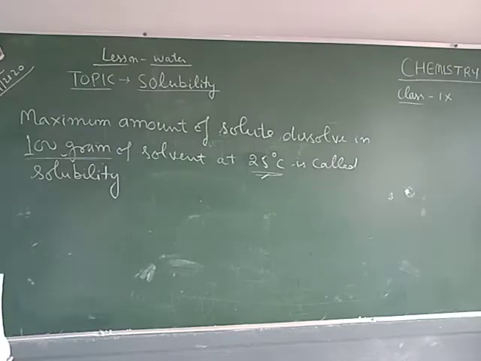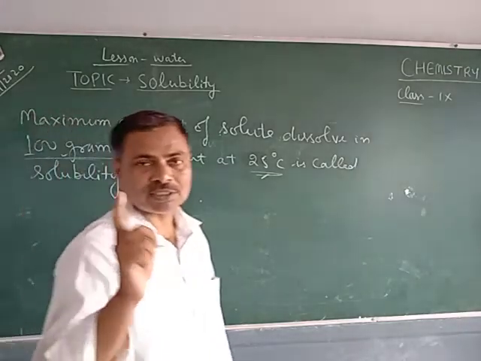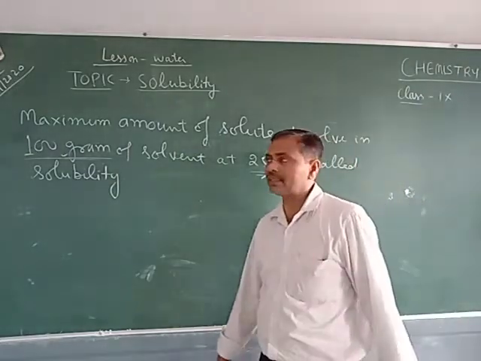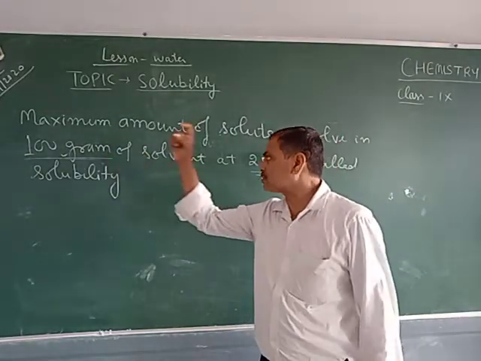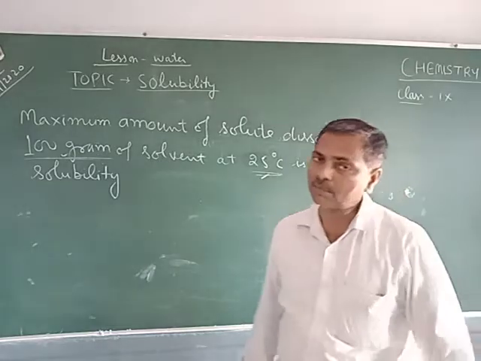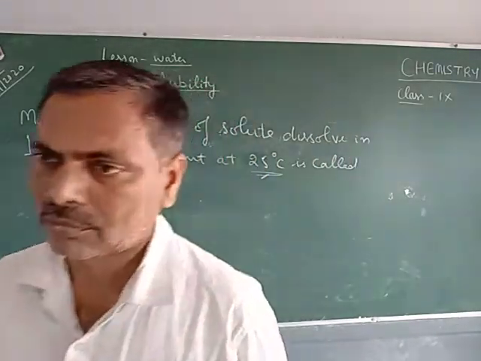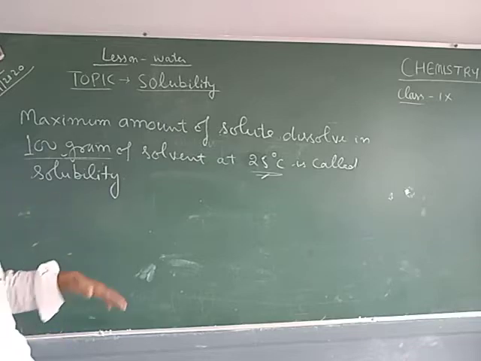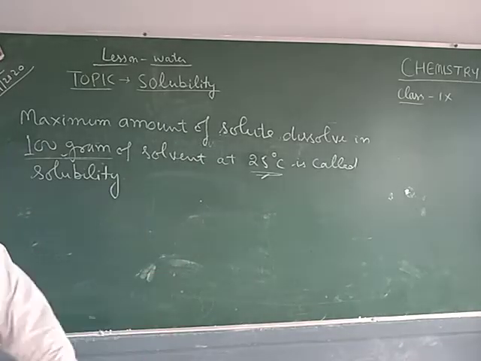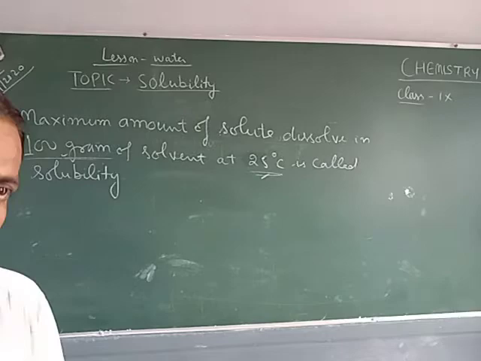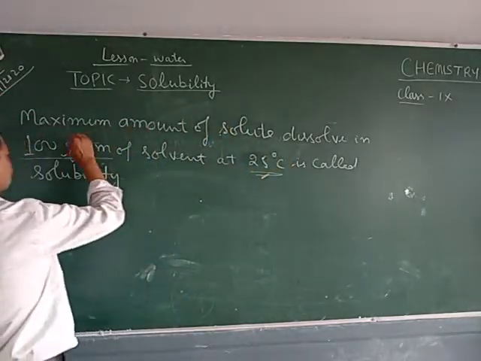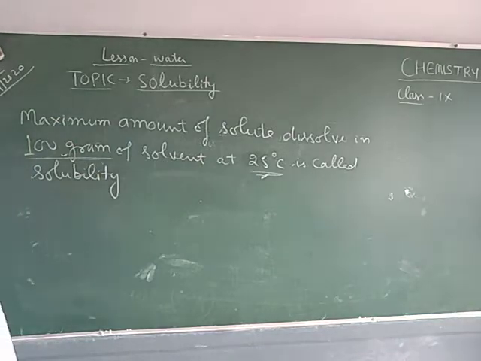These two things must be in the definition when you are writing the definition of solubility. Otherwise, no marks will be given to you. Each and every step must be kept in mind. These two, 100 gram solvent and temperature, are important factors, because when we increase the temperature or the mass of solvent, more solute will be dissolved. That is why these must be constant: 25 degrees Celsius and 100 gram of solvent.